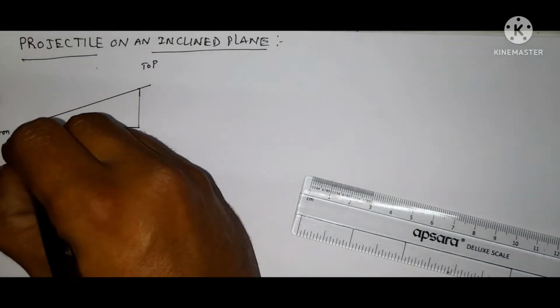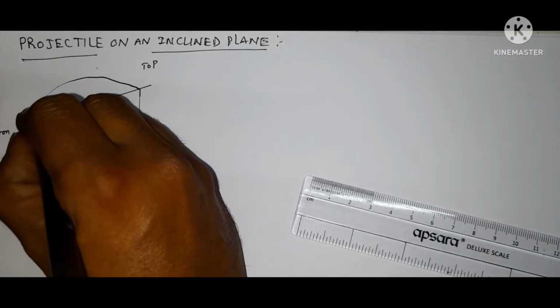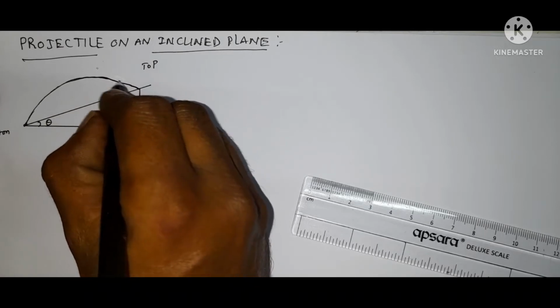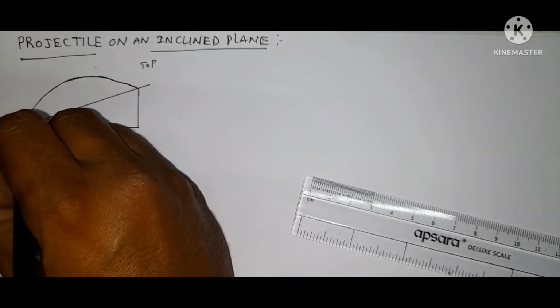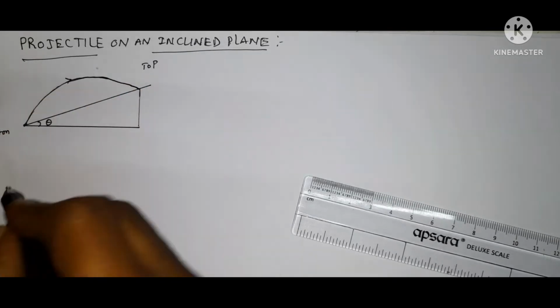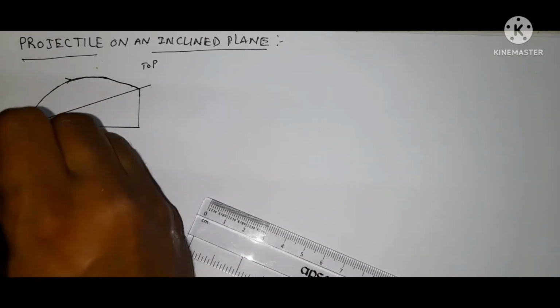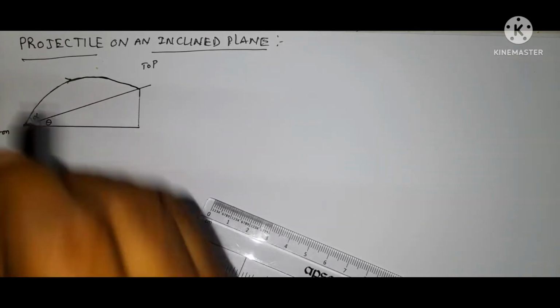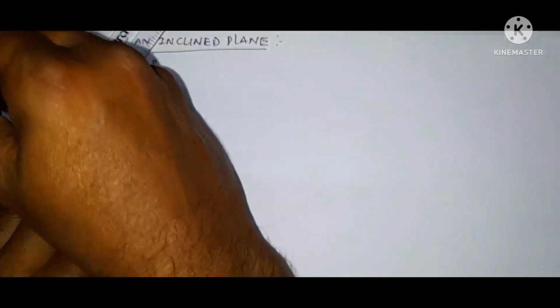When an object is thrown from the bottom like this, it will follow a parabolic path. Let us say at this point of projection the angle will be alpha. So how can you get the velocity at this point? Simply by drawing the tangent here.